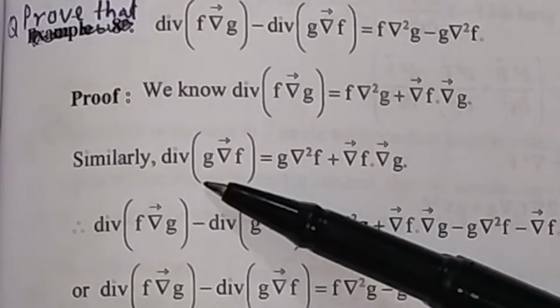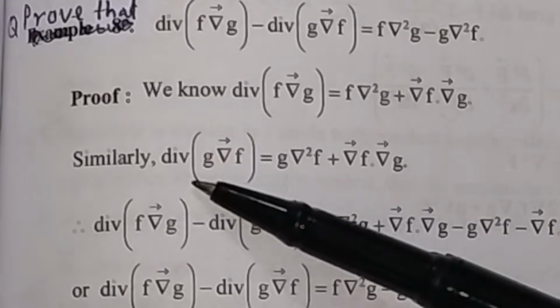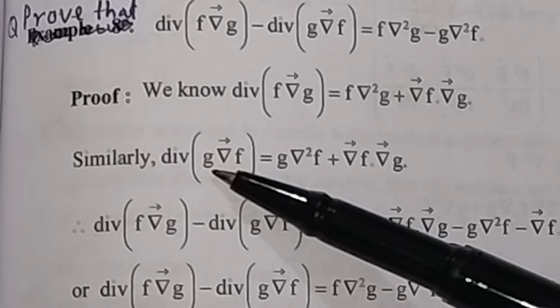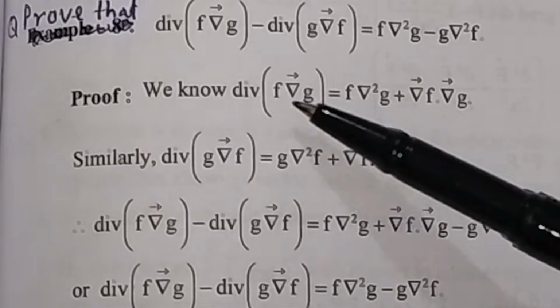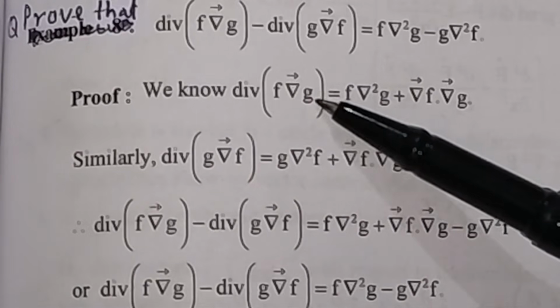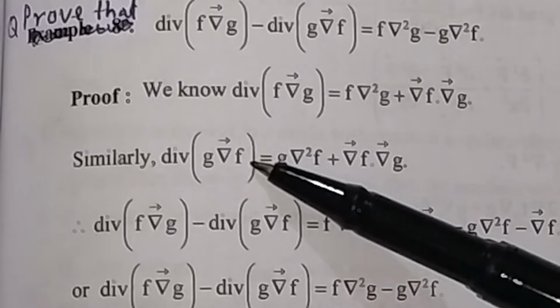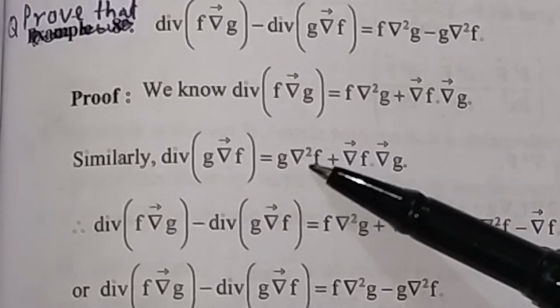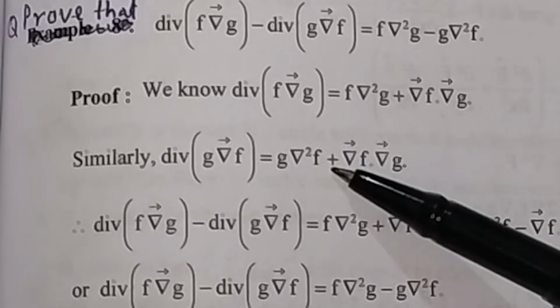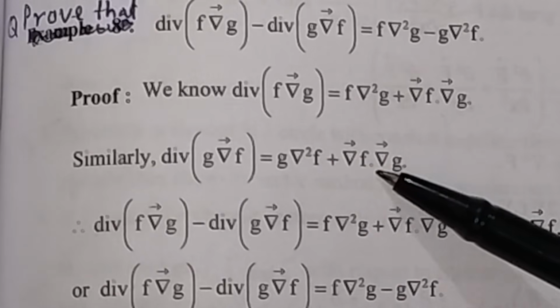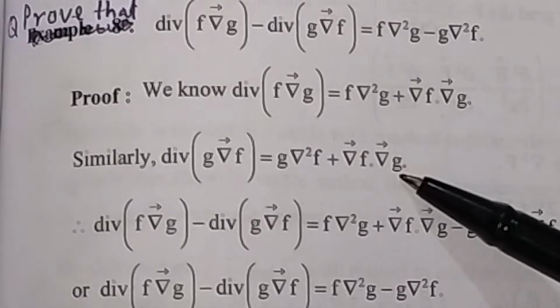Then similarly you can write divergence of g gradient f. If you replace f by g and g by f, then divergence of g gradient f will be equal to g Laplacian f plus gradient f dot gradient g.